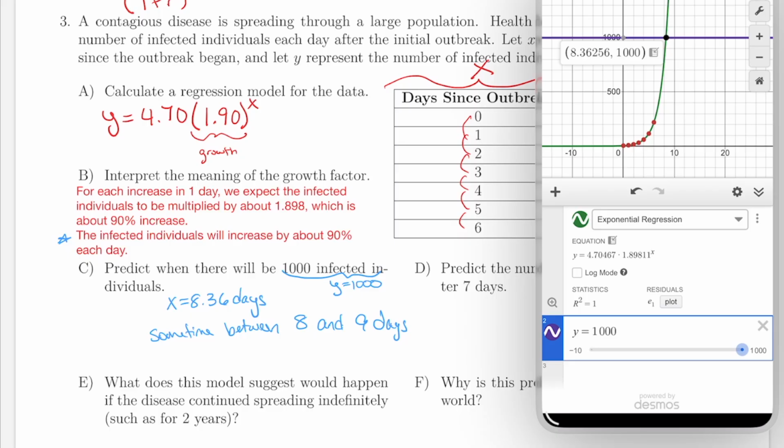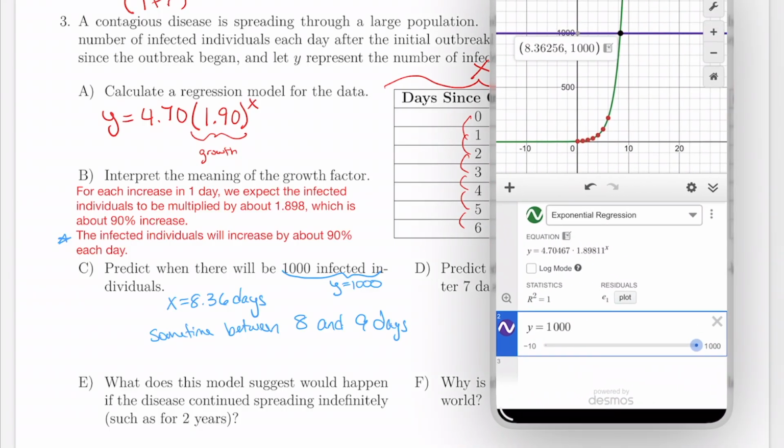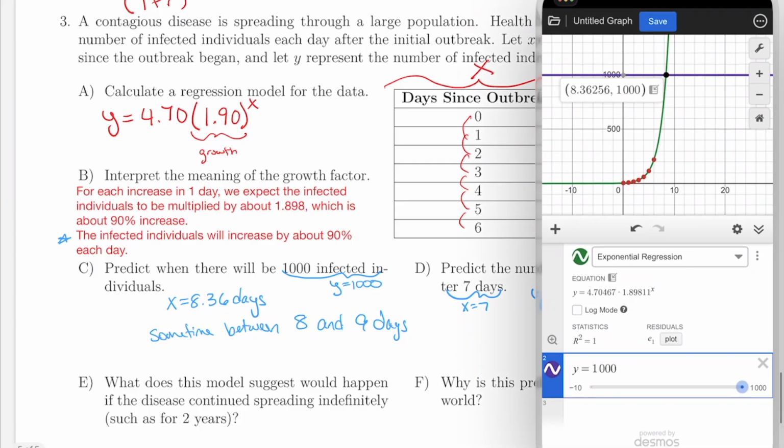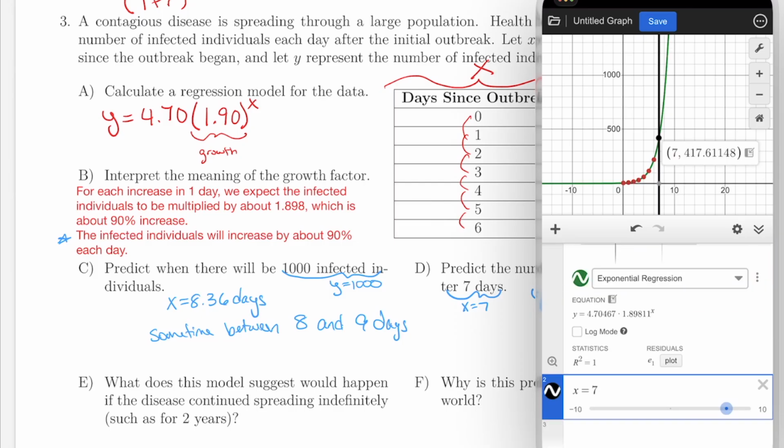So for part D, it says predict the number of infected individuals after 7 days. You know, one thing that we could do if we didn't want to use Desmos or didn't want to use the graphing, notice that 7 days, that's x equals 7. We could even just say 4.70 times 1.90 to the 7th power. And if you do that, you're going to get about the same thing that Desmos is going to tell us by tapping on the graph. It's just much easier to use the graph and use Desmos if you're permitted to do that. When we tap on that, we get 417.6.